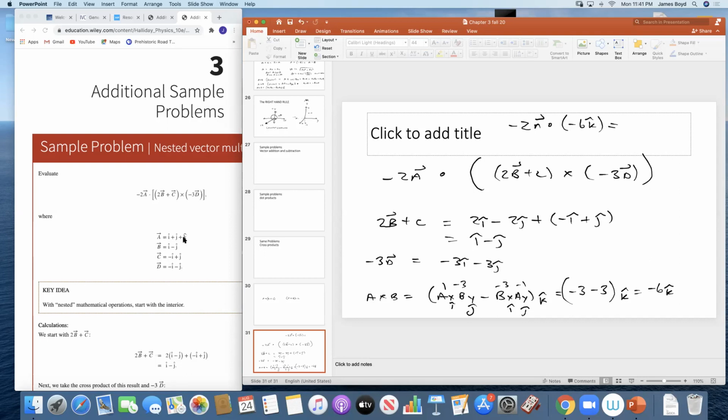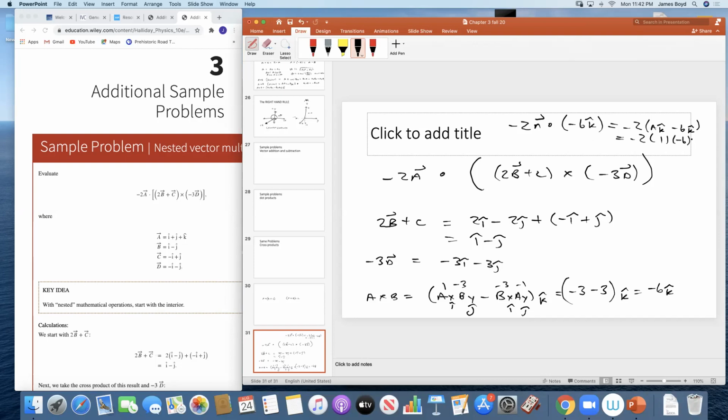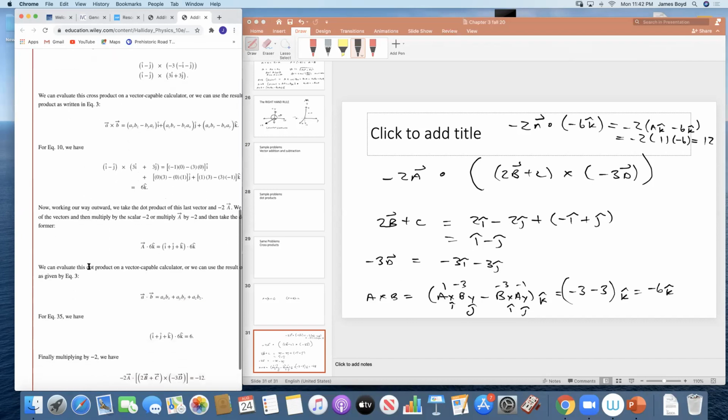Now, when I dot things, I multiply their components. So I would do whatever A's i hat times this whole product's i hat, etc. So the only thing that I need to worry about here is the k part of A. So this ends up being minus 2 times A in the k hat times minus 6 in the k hat. And A's k hat is 1. So this is minus 2 times 1 times minus 6, and I get 12. 12 is my answer to this. And you can go through this, and you can do it all.